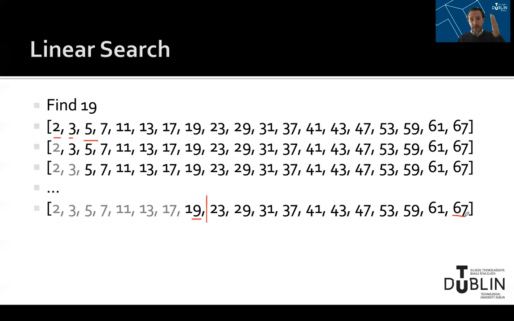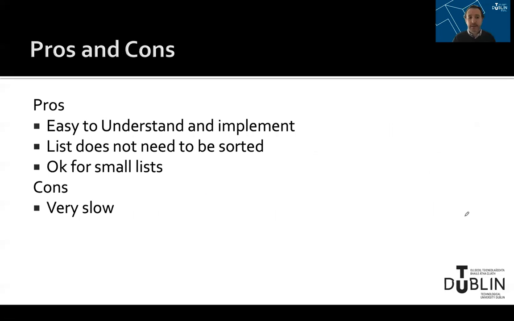It's just a simple while loop that checks and checks and checks. It's very easy to understand. You just walk along asking, are you 19? The list does not have to be sorted, which is great. It's okay for small lists, but when your lists get longer, it is very, very slow. But the big pro here is lists do not have to be sorted.